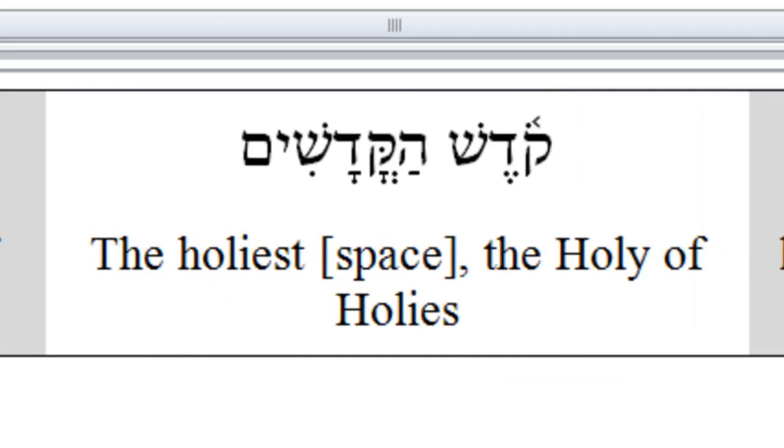The second example, Kodesh HaKodashim. Kodesh is a Hebrew noun meaning holiness or sacredness. So literally this means holiness of holinesses, singular of plural. Consequently, the translation many are familiar with, the Holy of Holies. This is a fairly literal translation. The concept being conveyed more smoothly could be expressed as the most holy place or the holiest space.